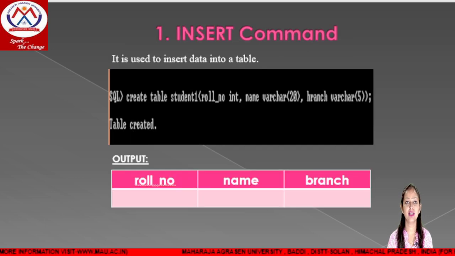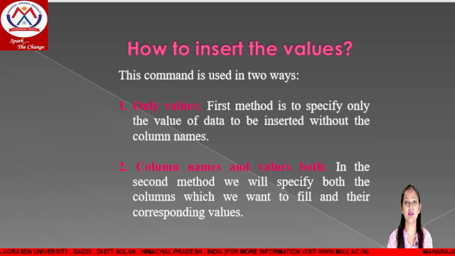So suppose here in this case, we have taken 3 attributes, roll number, name and branch, and I want to enter the values one by one, like roll number 10, then name is Madhu and branch is CSC. So these are known as what? Only values. I am entering the values only, right? And the second method is column names and values both.